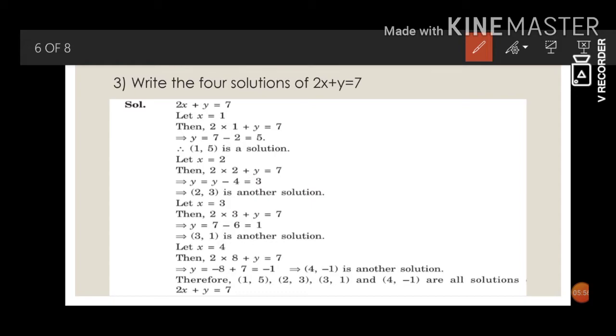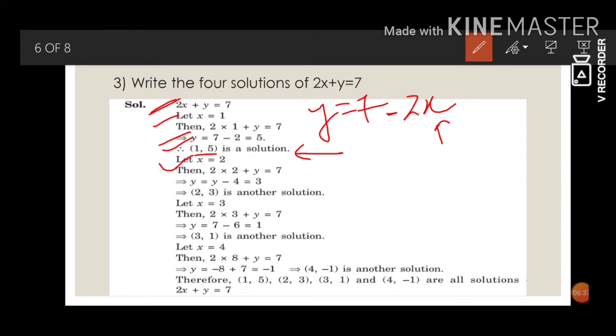So first of all, our equation is written in two variables, that is 2x plus y is equal to 7. Either we can subject it as y is equal to 7 minus 2x, and then substitute the values of x, we will get the values of y. The same thing is done without subjecting it. So here first we have taken the value of x as 1. So 2 into 1 plus y is equal to 7. So we will get y is equal to 5. So our first solution is 1, 5.